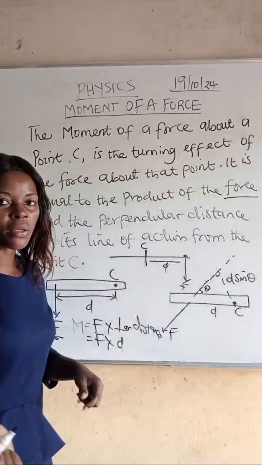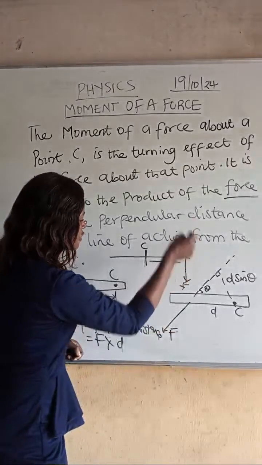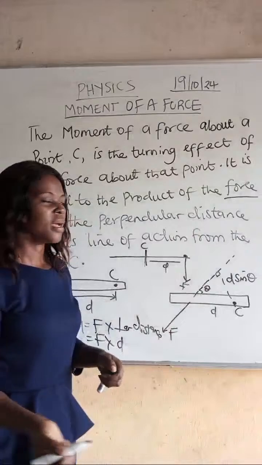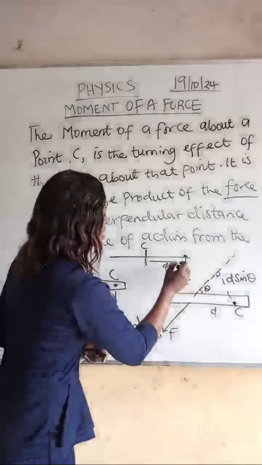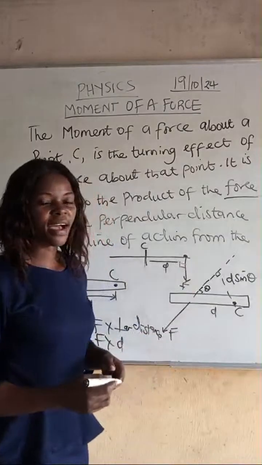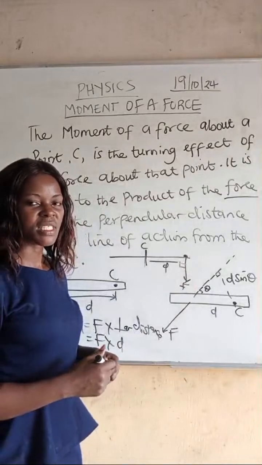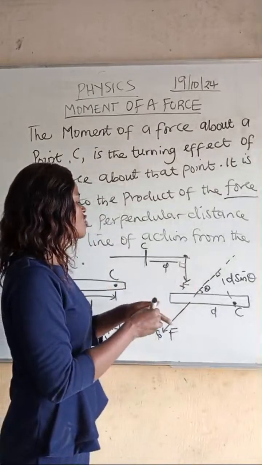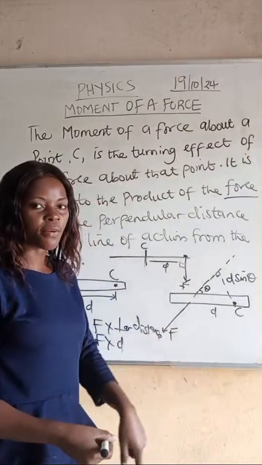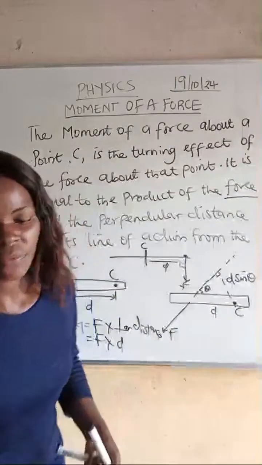Why do we say perpendicular? Because the distance and the force acting down is perpendicular. Perpendicular means it is acting at right angle. That is perpendicular distance. The distance is perpendicular to the what? To the force acting down. That is what I mean.